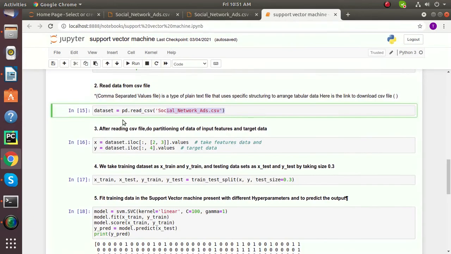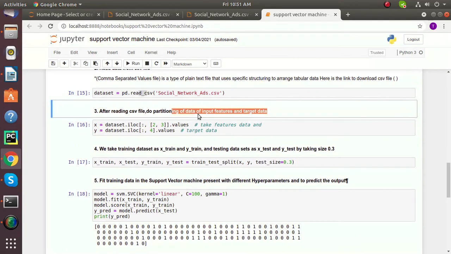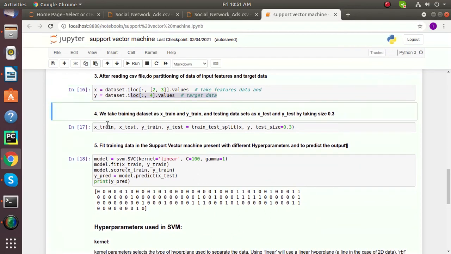Okay, so after we read the CSV file, the third step is the partitioning of the data into input features and target data. Basically, we're going to divide it into two parts, input features and target data. This is the location, and by the syntax we can mark the location from where we need our input features and target data. Later we train the model by dividing it into X train and Y train, and the testing datasets into X test and Y test, by taking the test size 0.3. If we take the size as 0.3, we split it into 70% and 30%. But if it's 0.2, we take it as 80% and 20%. It depends upon the data, and it entirely depends on you which size you want to take. So we have already done this.